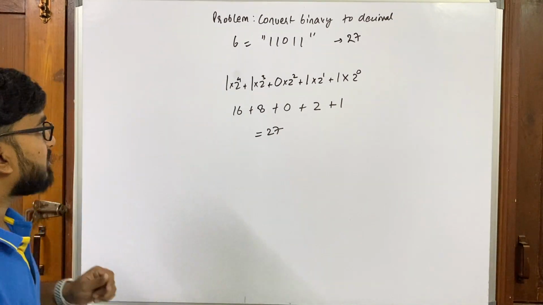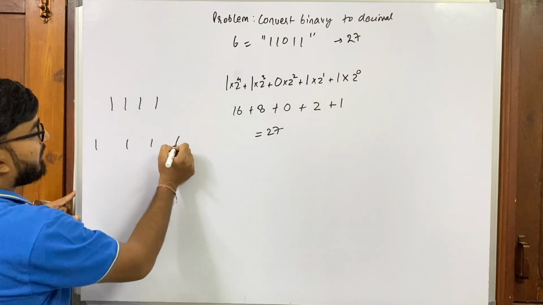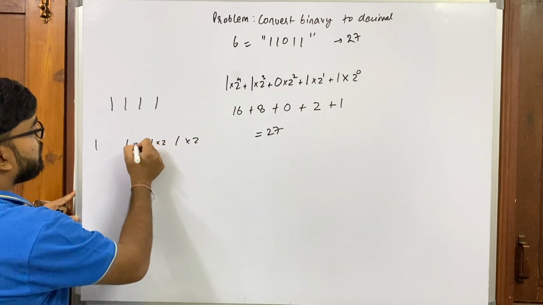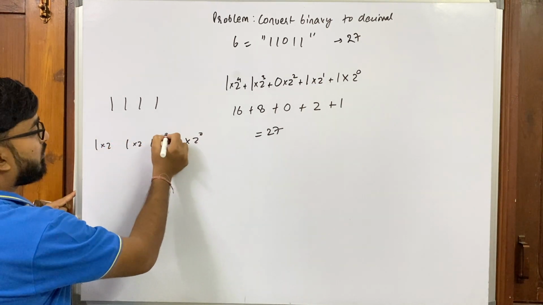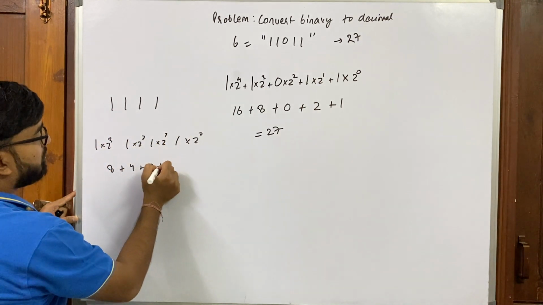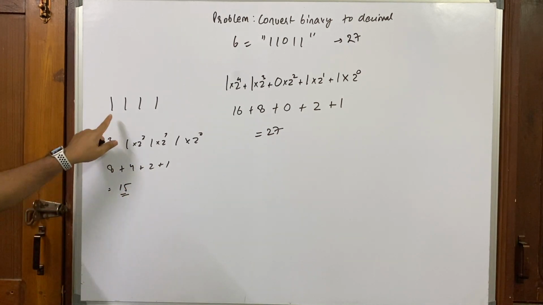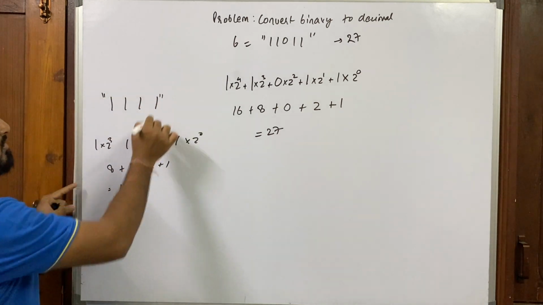Let's quickly take another example. If I have 1, 1, 1, 1, I place them separately and multiply all of them by 2 with powers 0, 1, 2, 3. So this is 8 plus 4 plus 2 plus 1, which comes out to be 15, which is the decimal equivalent of 1111.